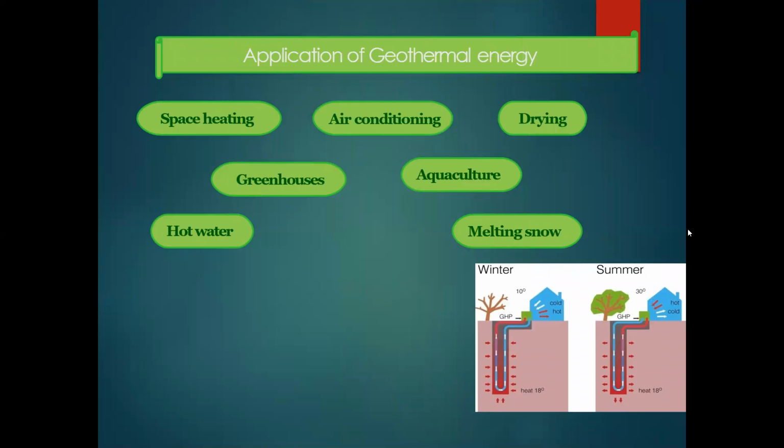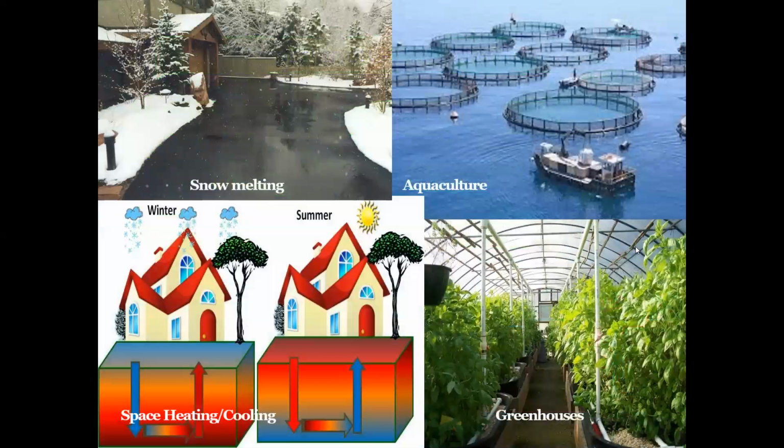So there are different applications of geothermal energy other than producing electricity, such as space heating, air conditioning, drying, greenhouse, aquaculture, heating water, and as well melting snow. So this is how different applications can look like using the geothermal heat.